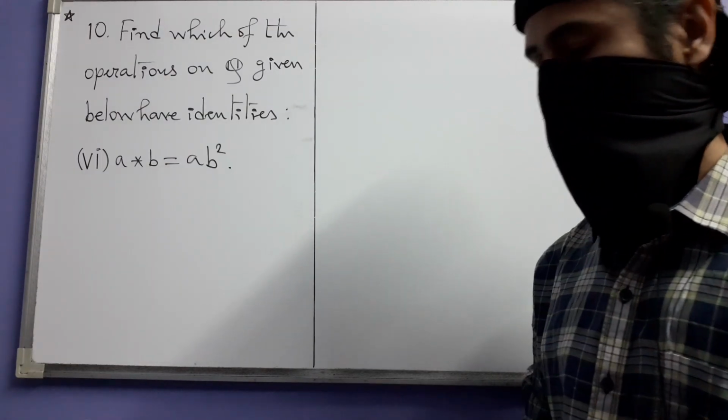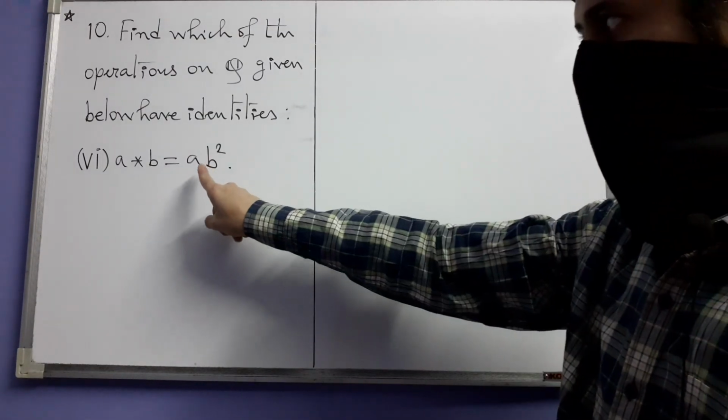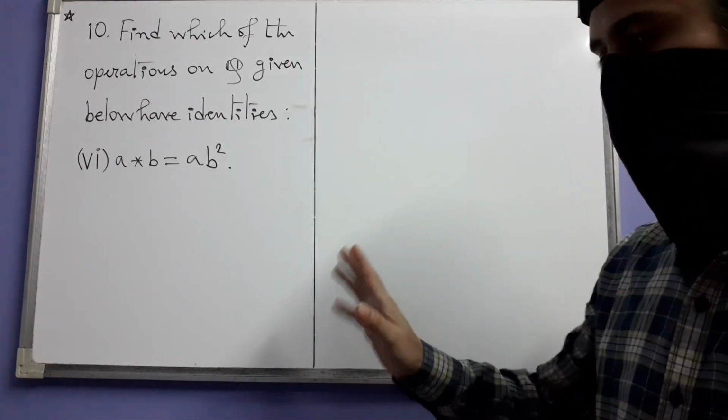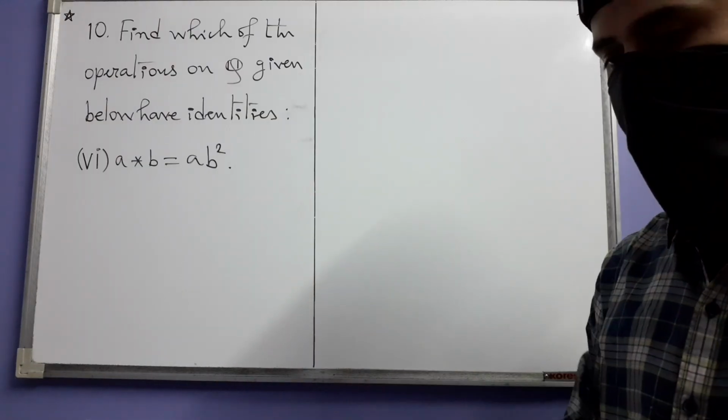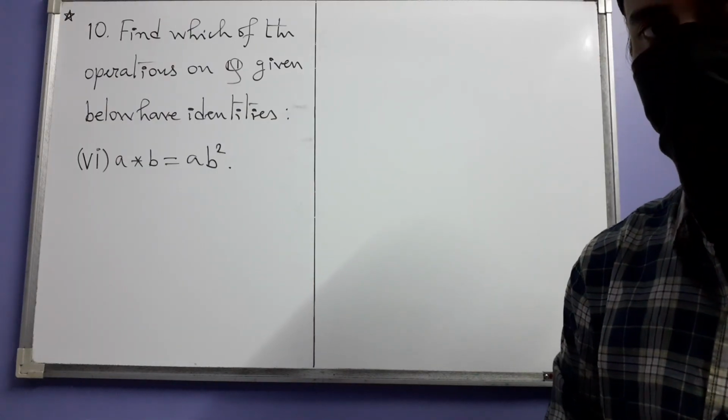And finally, we have number 6, where A star B is A B square. I won't do it for you. I am leaving it to you. The hint is that this one also does not have identity.